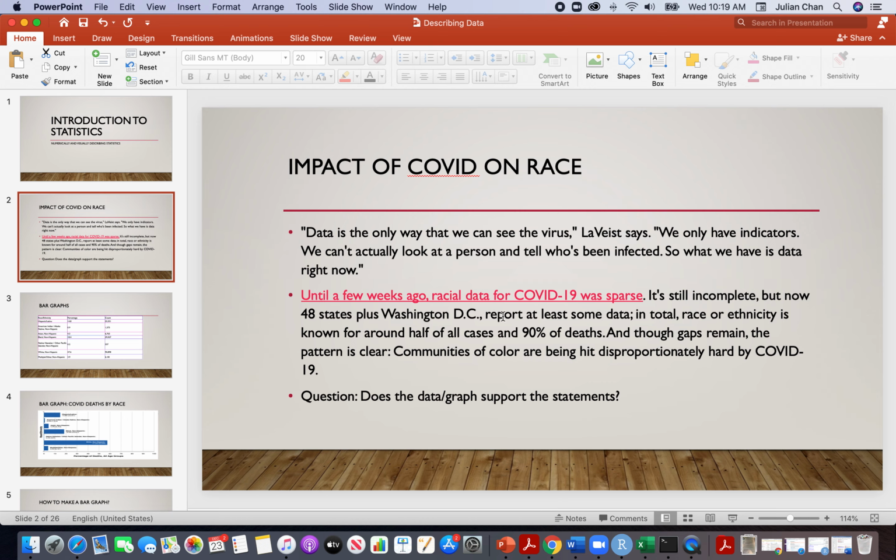They say the data is still incomplete, but most of the data on deaths is 90% complete. They also make a statement that communities of color are being hit disproportionately by COVID-19. So using this data, does the graph or the data support these statements? This section is in part on visualizing data. So does the graph support this claim?